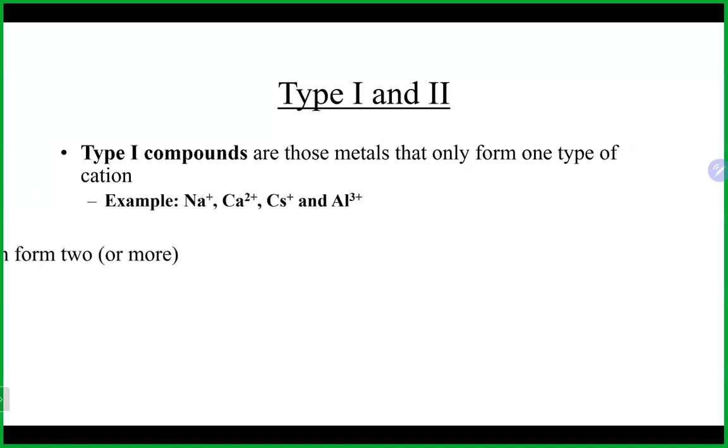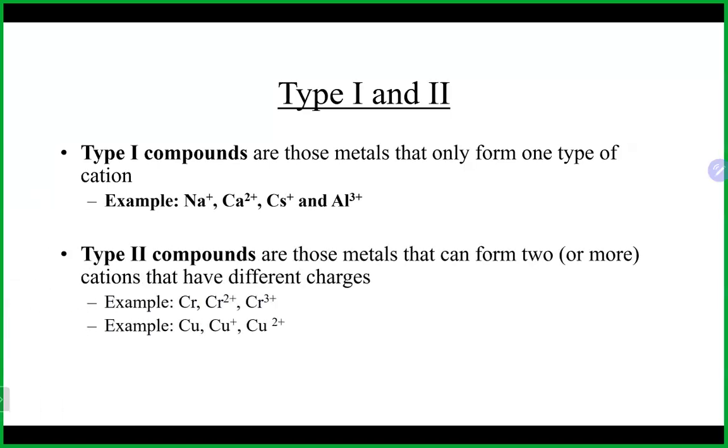Type 1 and type 2 compounds are both ionic, which means we have a metal and a non-metal together. And I could honestly say that when you are naming and you have a metal present, that is the most important thing to look at. That is the one thing you should focus on in terms of how to go about naming it. So what is a type 1 metal?